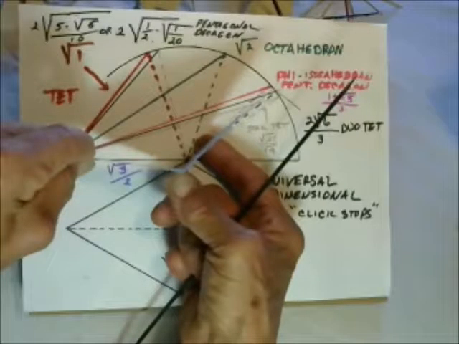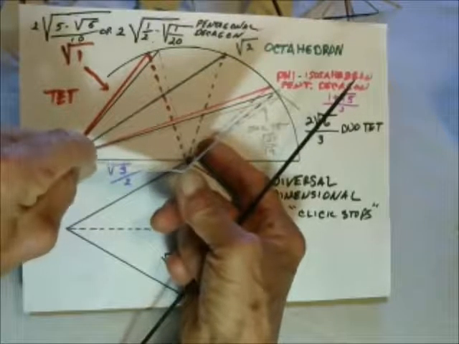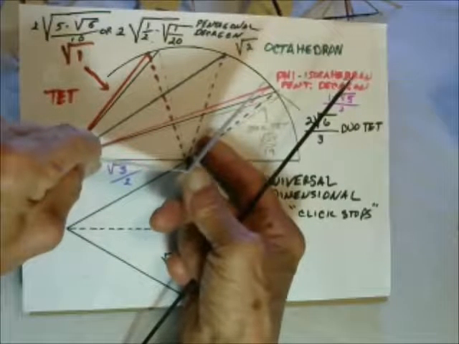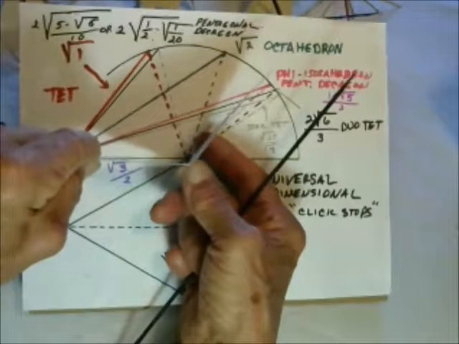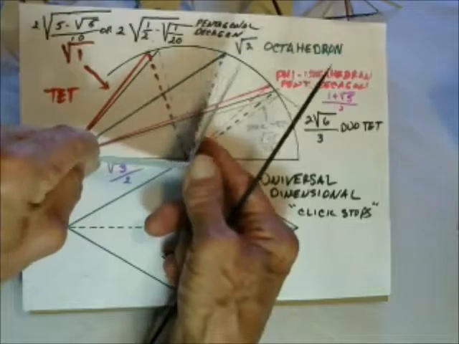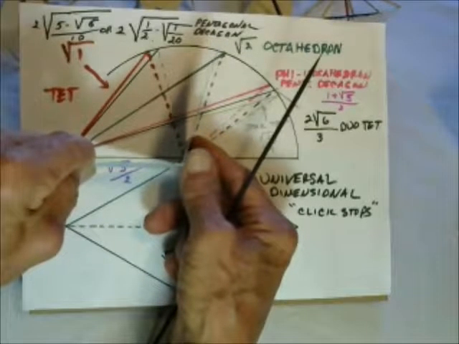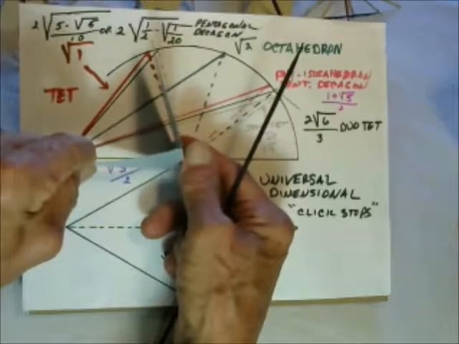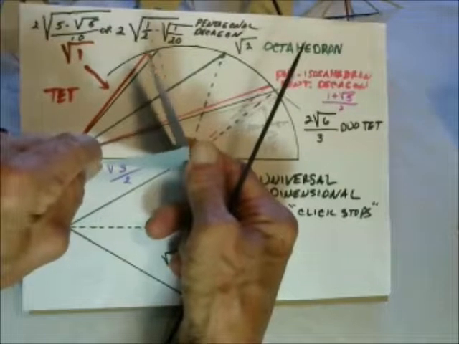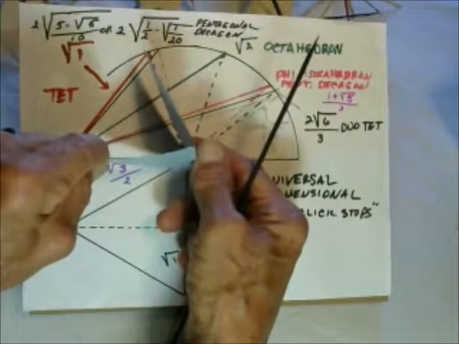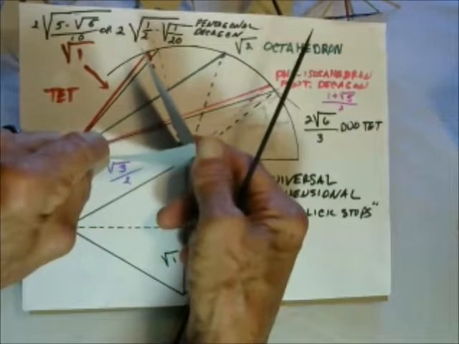or the tetrahelix. The next one is the duotet. The next one is the icosahedron, or the pentagonal decagon. The next one is the octahedron. The next one is the pentagonal decagon again. And then the last one, for our practical purposes here, is the tetrahedron.